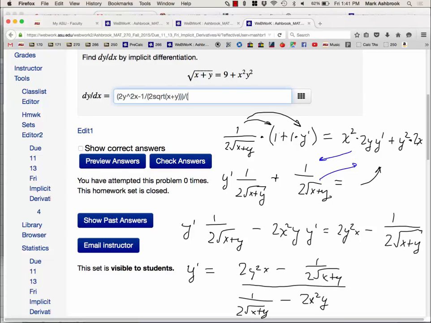Divided by 1 divided by 2 square root x plus y minus 2x squared y in parentheses. So, really tough to know if I've got my parentheses right. I'm trying to recreate this in a linear left to right format using the right parentheses, so I can check it with the preview answer. Really helpful.